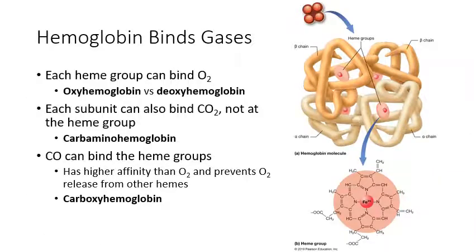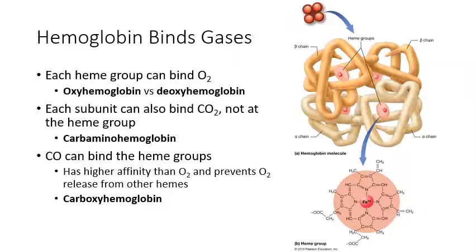So I mentioned that hemoglobin's job is to bind gases, and that it binds oxygen at the heme group. Since you have 4 heme groups, you can fit 4 oxygens onto each hemoglobin molecule. And it actually has a different name depending on whether it has oxygen or doesn't. So if your hemoglobin molecule does have oxygen on those heme groups, then it's called oxyhemoglobin. If it does not have oxygen on the heme groups, then it's called deoxyhemoglobin.